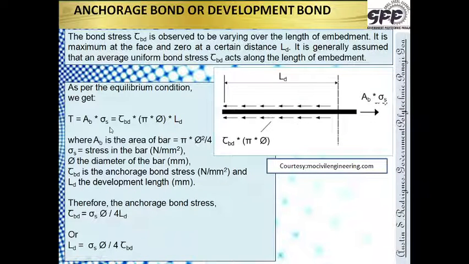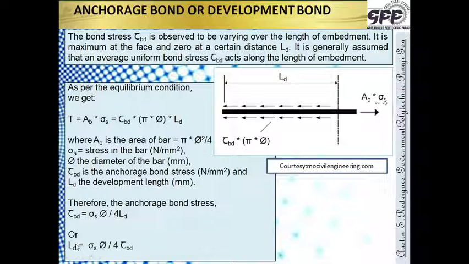So we have stress multiplied by pi into the diameter of the bar, into LD. AB is the area of the bar and area is equal to pi into diameter square upon 4. Sigma s is the stress in the bar, phi is the diameter of the bar, tau BD is the average anchorage bond stress which we are taking, and LD is the development length. Therefore when we solve this, pi and pi get cancelled, phi and phi get cancelled, and finally we get tau BD equal to sigma s phi divided by 4 LD. A very important relation. So when we rearrange, we get LD equal to sigma s phi upon 4 tau BD. So we now know the length LD.